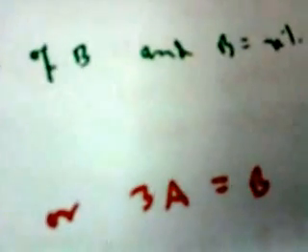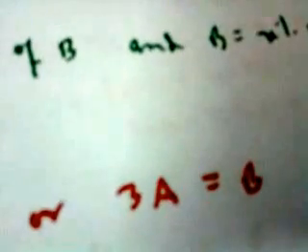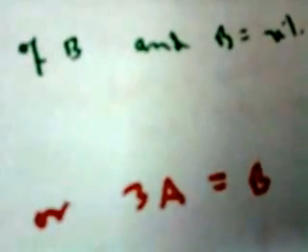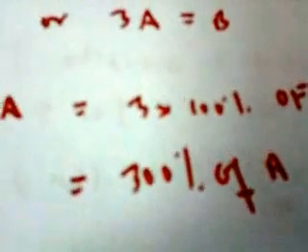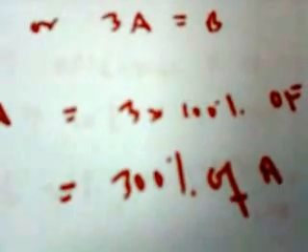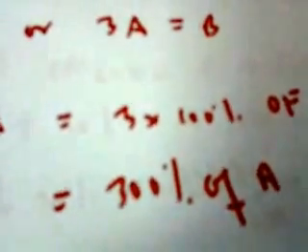Now here please note, B is 3 times of A. So B is the bigger number. 3 times is 3 into 100%. So B is 3 into 100% of A. So B is 300% of A. So x is 300.